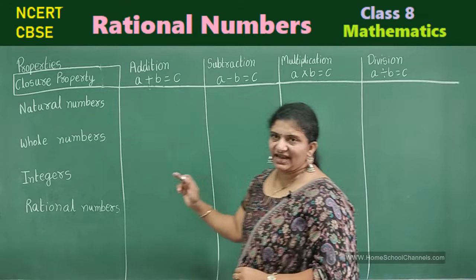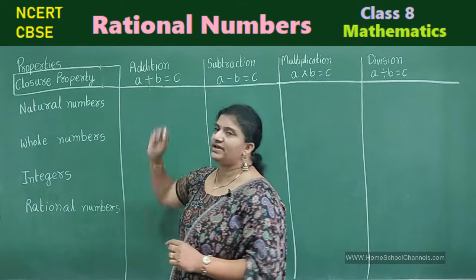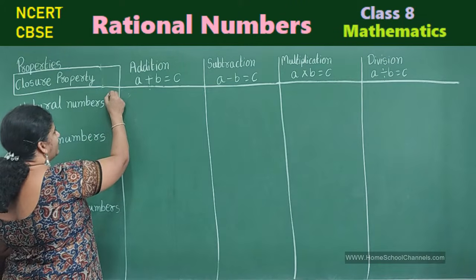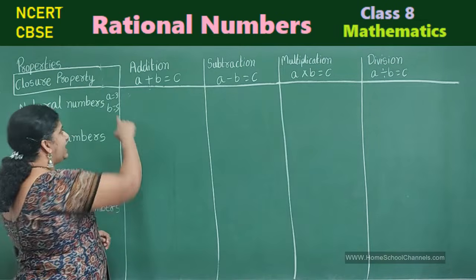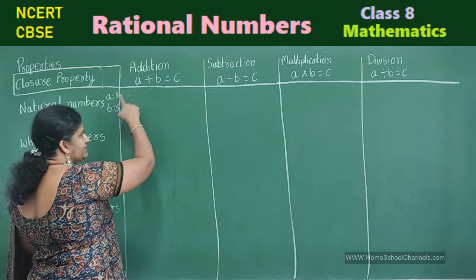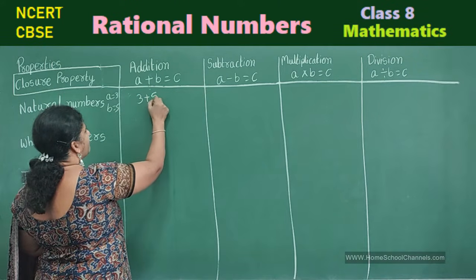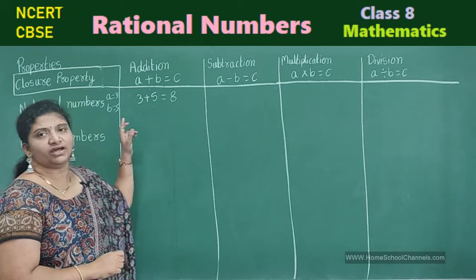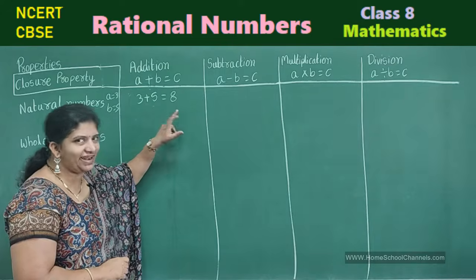So let me start with the first numbers, natural numbers, by taking A and B value. Let us take any two natural numbers. Let me write here, A is equal to 3, B is equal to 5. Same A and B value I am going to take for all the four operations. In A place substitute 3 and in B place substitute 5. 3 plus 5 is 8. If 3 and 5 are two natural numbers, the sum of these two natural numbers is also a natural number.